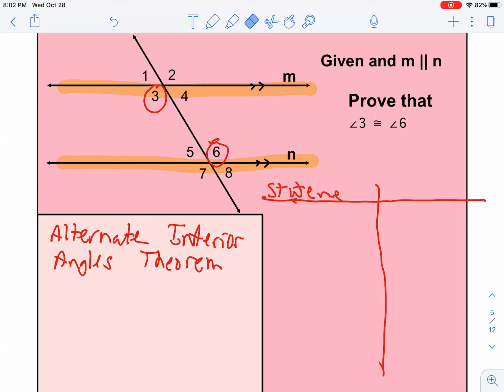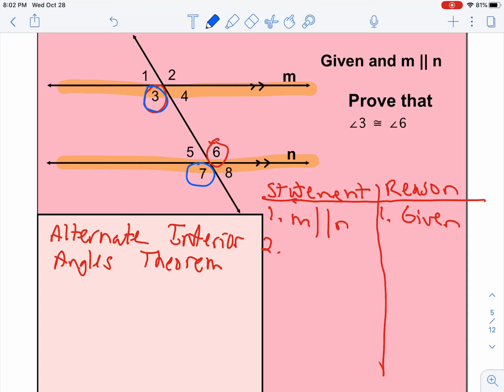So we'll start out with statement, reason, and once again, we're going to start with our given that M is parallel to N, and our reason is given. So now what we know, since M is parallel to N, is again, we know that angle 3, and we want to prove 3 and 6, so we want to try to use a pair that would involve one of those.